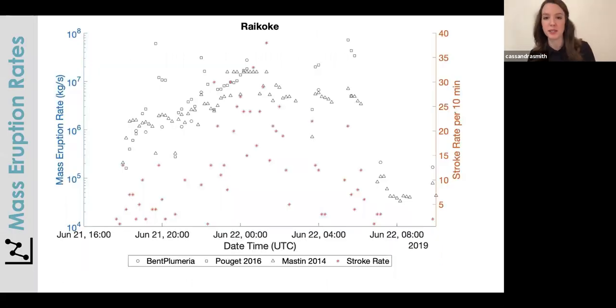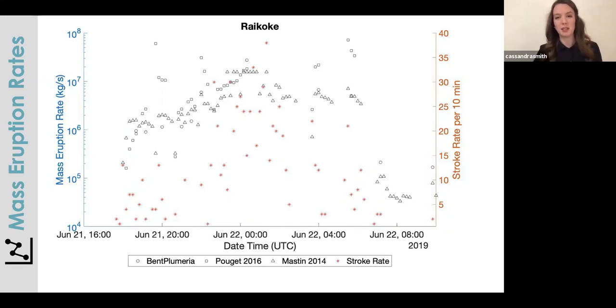One of the other things that I've started working on is looking at the mass eruption rate in relation to lightning. This plot is pretty busy, so I'm going to try and simplify it down. I calculated the mass eruption rate using the bent plume area code, the Pouget equation from 2016, as well as Mastin's equation from 2014. Those are all of the black dots. And the red asterisks are the stroke rate per 10 minutes of the eruption.